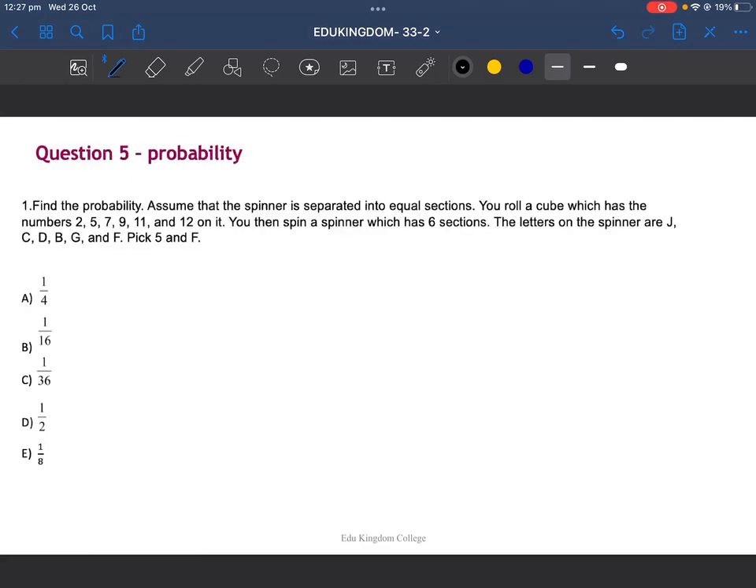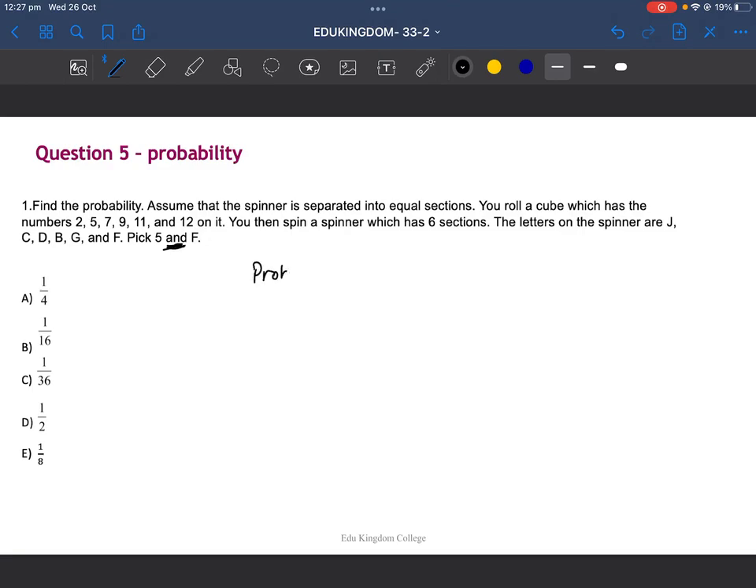Alright guys, let's move on to the next question. This is a probability question, and it states, find the probability. Assume that the spinner is separated into equal sections. You roll a cube which has the numbers 2, 5, 7, 9, 11, and 12 on it. You then spin a spinner which has 6 sections, as it mentioned earlier. The letters on the spinner are J, C, D, B, G, and F. Pick 5 and F, okay? And you guys will notice that I emphasize this word and, okay?